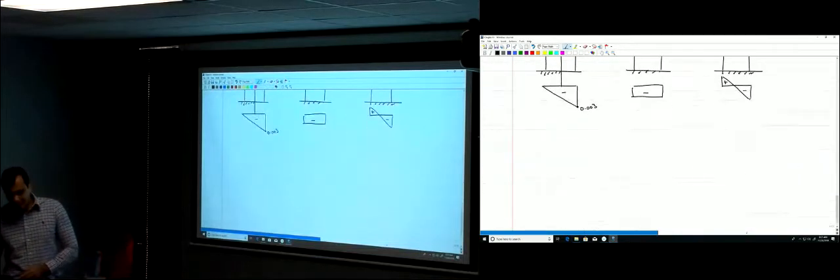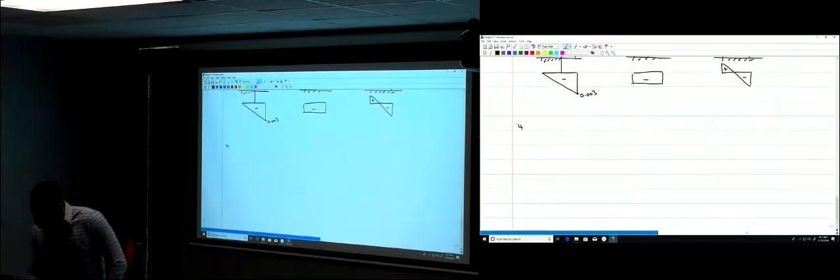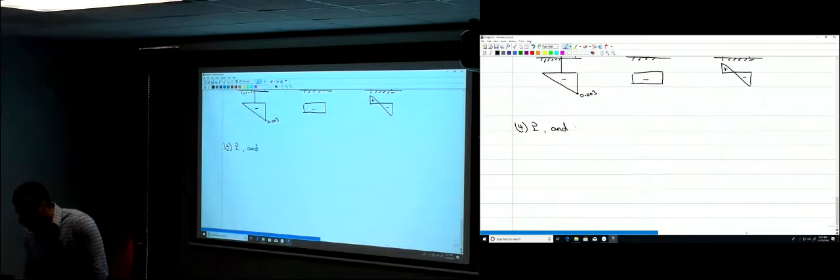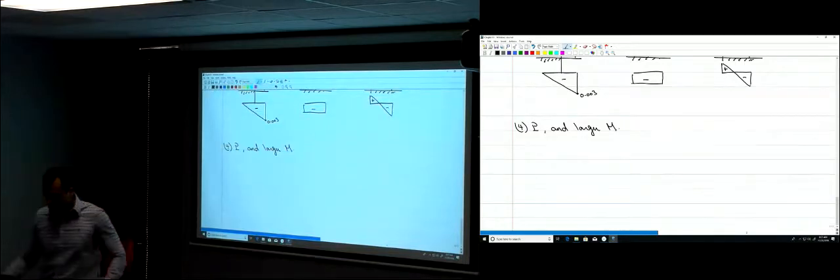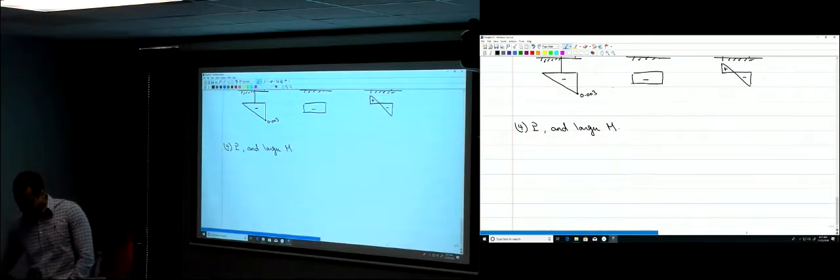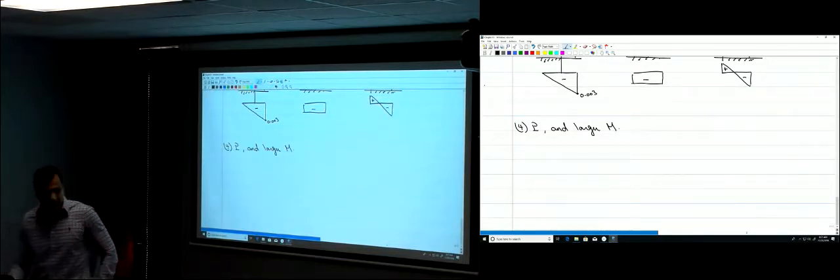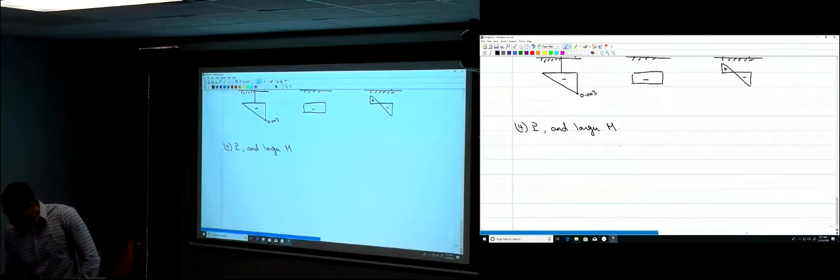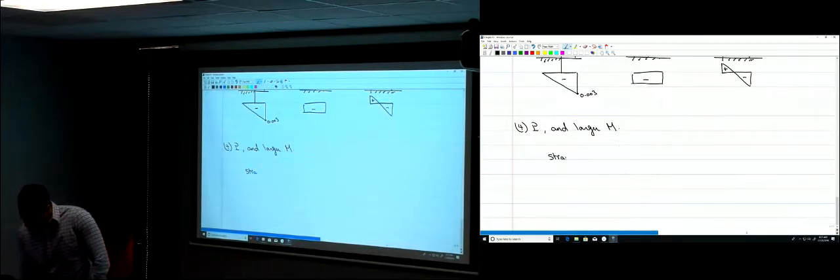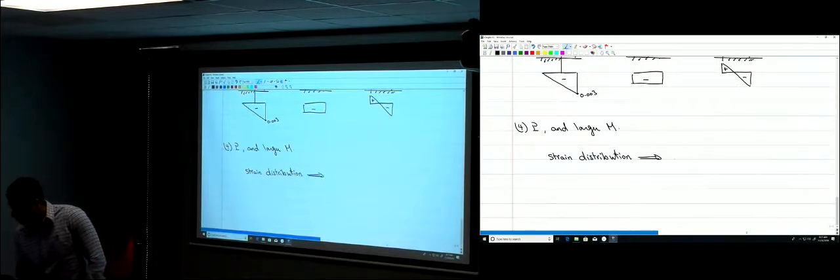Now, let's take this to the next step. P and a larger moment. What will happen now? How will the strain distribution look if I increase the moment more? Positive. Exactly. So the strain distribution, I'm not going to draw those again, will look like this.